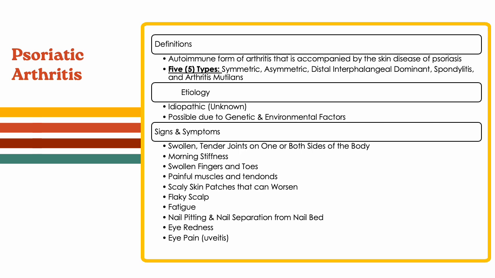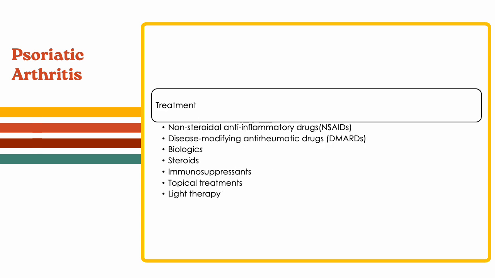You have swollen fingers and toes, painful muscles and tendons, scaly skin patches that can worsen, flaky scalp, fatigue, nail pitting and separation from the nail bed, eye redness, and then eye pain, also known as uveitis. As far as treatment, you have NSAIDs, you have DMARDs or disease modifying anti-rheumatic drugs, biologics, steroids, immunosuppressants, topical treatments, and light therapy.